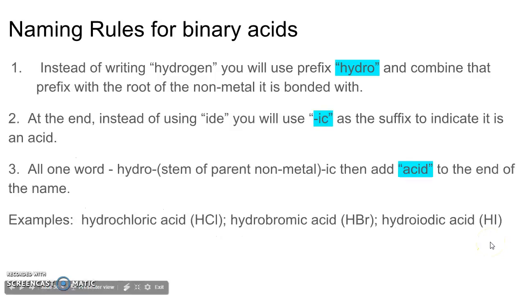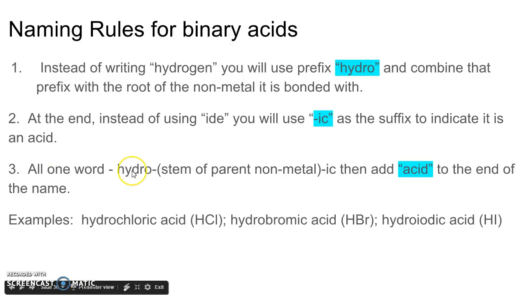The naming rules for binary acids are a little different. Instead of writing hydrogen, you will use the prefix hydro, and you'll combine that prefix with the root of the nonmetal it's bonded with. So like here I have hydrogen bonded to chlorine, so hydrochlor with that root parent name. And at the end, instead of using IDE, I will change the ending to ic to imply that it's an acid. If I just leave it as hydrochloride, that doesn't imply that it's the acid.